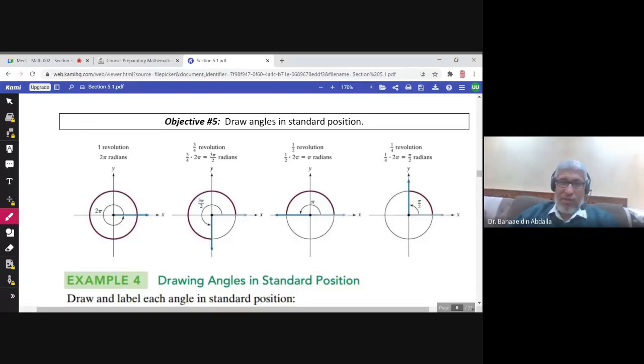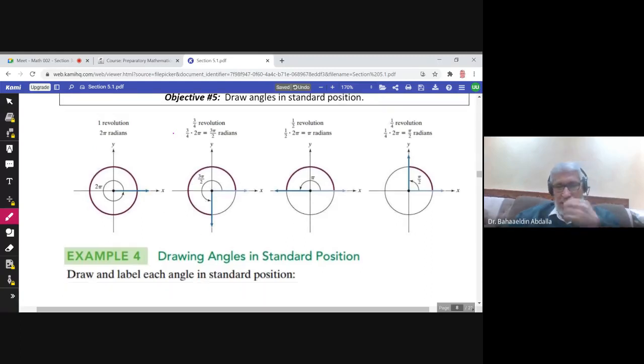Objective 5 in section 5.1. And this is a very important objective. I can say that this is the most important objective in the section: how to draw angles in standard position. You need to learn how to draw angles in standard position.